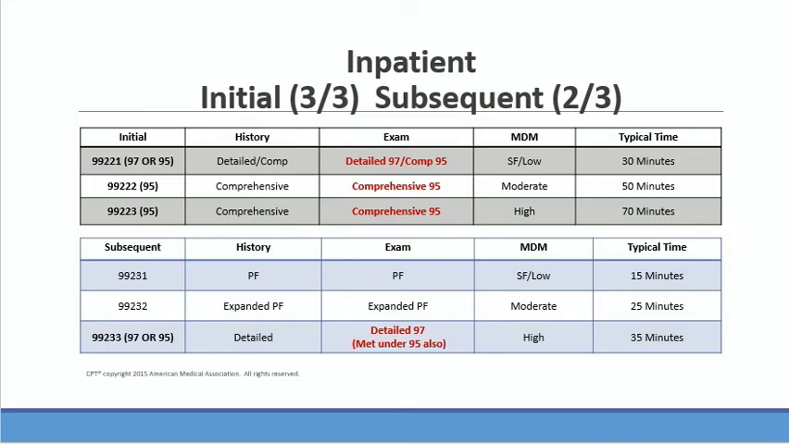In an inpatient hospital setting, we could reach 99221 for an initial care visit and 99233 for a subsequent visit using 1997 guidelines. Under the 1995 guidelines, we have enough exam findings to support any of the initial care visits, 99221 through 99223, and we would meet 99233 for a subsequent visit.